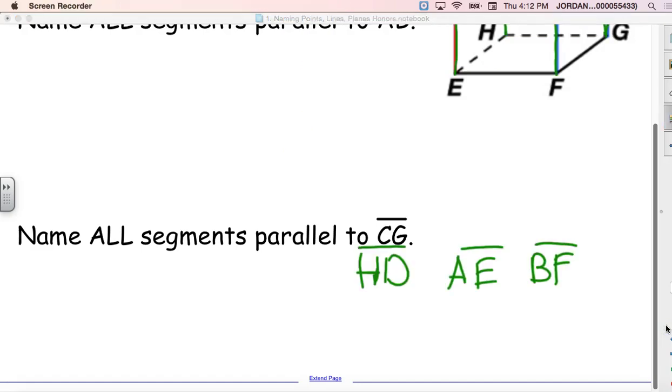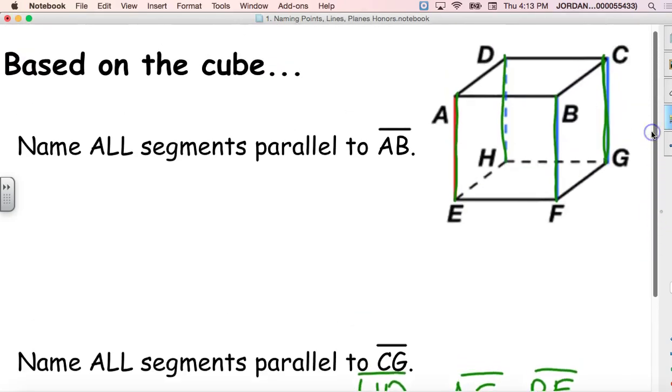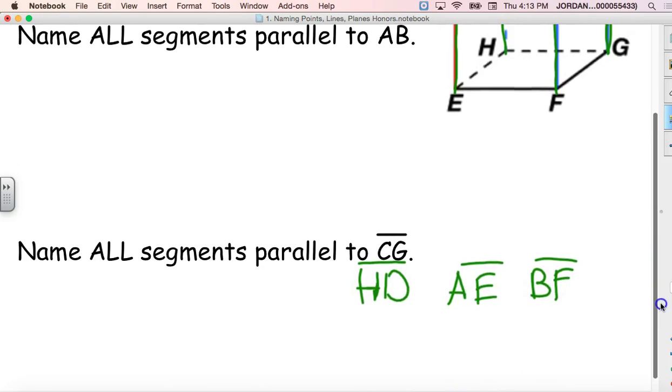You're able to identify the segments HD, AE, and BF are all parallel to CG. Okay, you can see right here is CG on the far right side. Notice CG runs up and down. The other ones that run up and down are BF, AE, and DH. So those three are the ones parallel to CG.